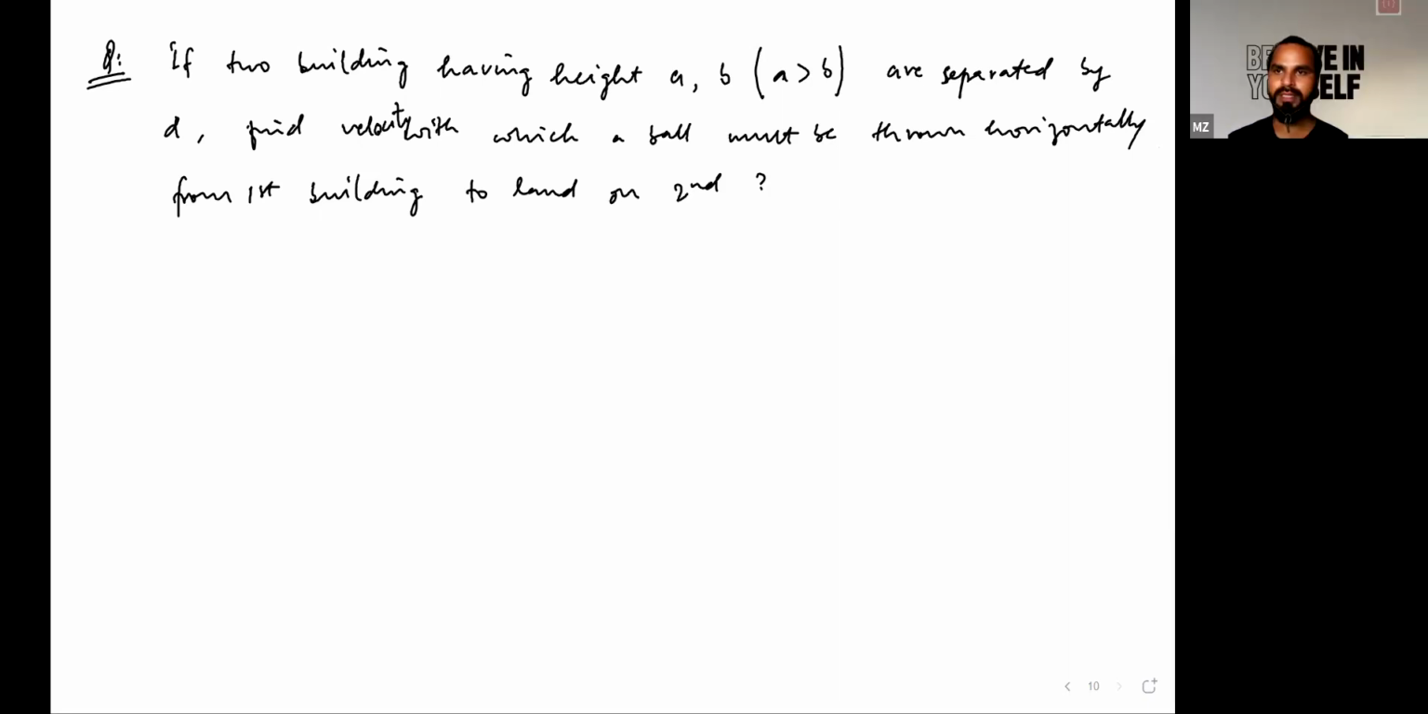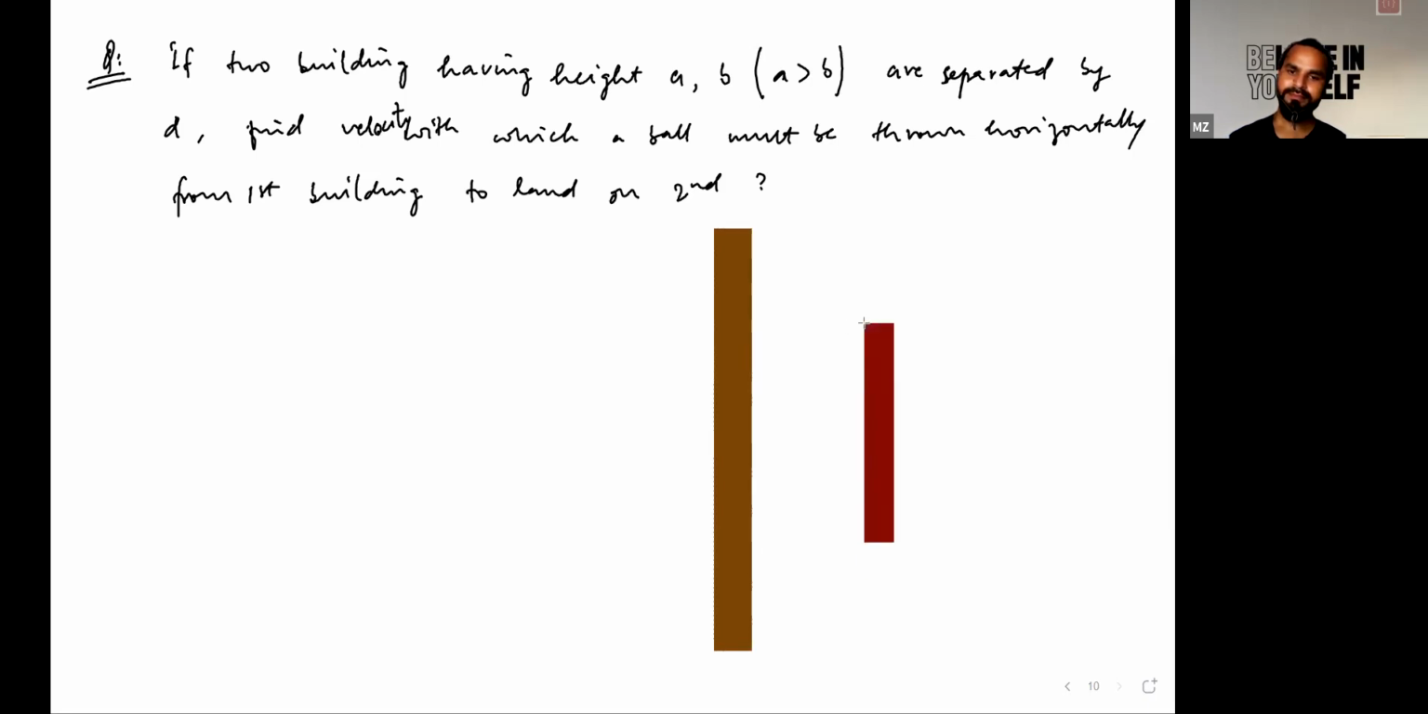I'm giving you a hint on how to solve it. Let's say you have two buildings. This is your first building, and this is your second building, and they are separated by some distance d.